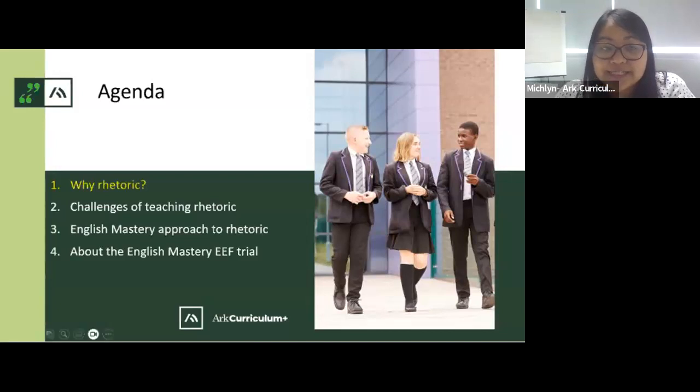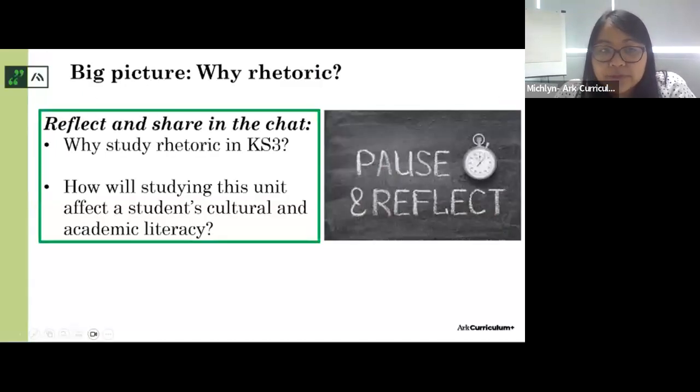absolutely fantastic. But I want us to think about why is it so important to study rhetoric? So many of you are already teaching it in your curriculum at Key Stage 3. Why do we think it's so important to study rhetoric in Key Stage 3? I'm going to use a chat function for this. So I'd just like you to reflect on your own. You might have a colleague sitting next to you. And if you could share your thoughts in the chat feed, that would be great.